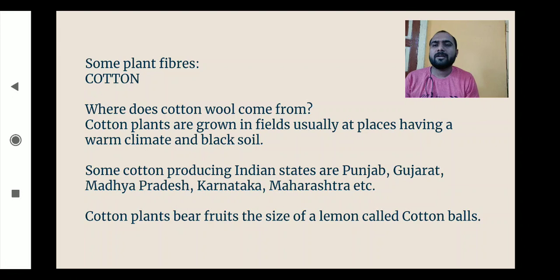Now let us see some cotton producing states. These are Punjab, Gujarat, Madhya Pradesh, Karnataka, Maharashtra, etc. In our state, Maharashtra, the cotton crop is also taken on a large scale. In parts of Marathwada and Vidarbha, cotton is very commonly grown by the farmers. The cotton is present inside the fruit of the cotton plant. The cotton plant bears a fruit the size of a lemon. It is called a cotton ball. I think everyone has seen the cotton plant. When the cotton balls are dried properly, we remove the cotton from them.